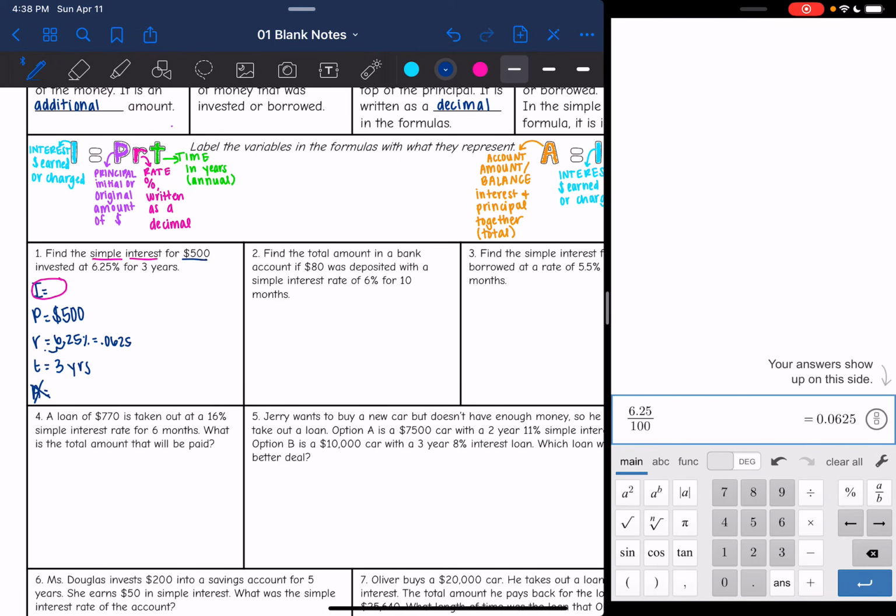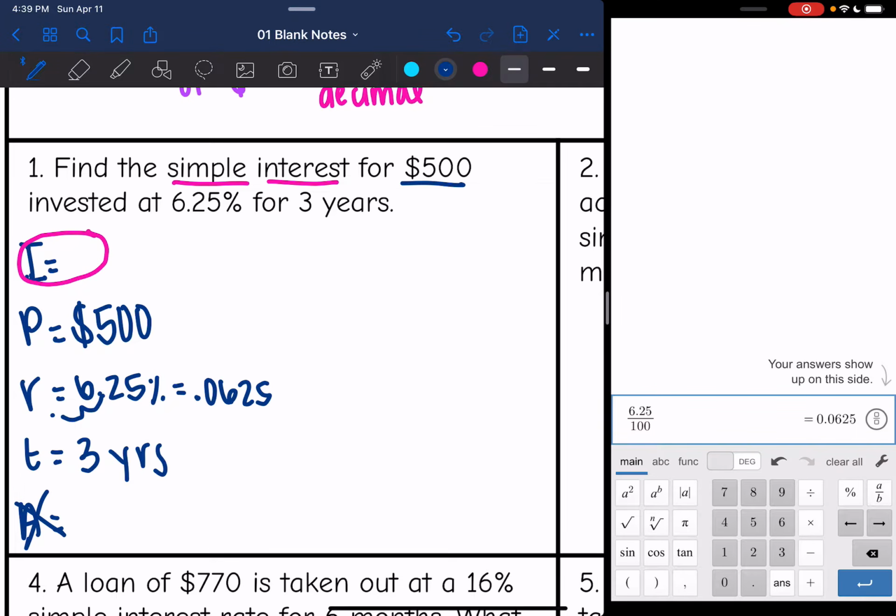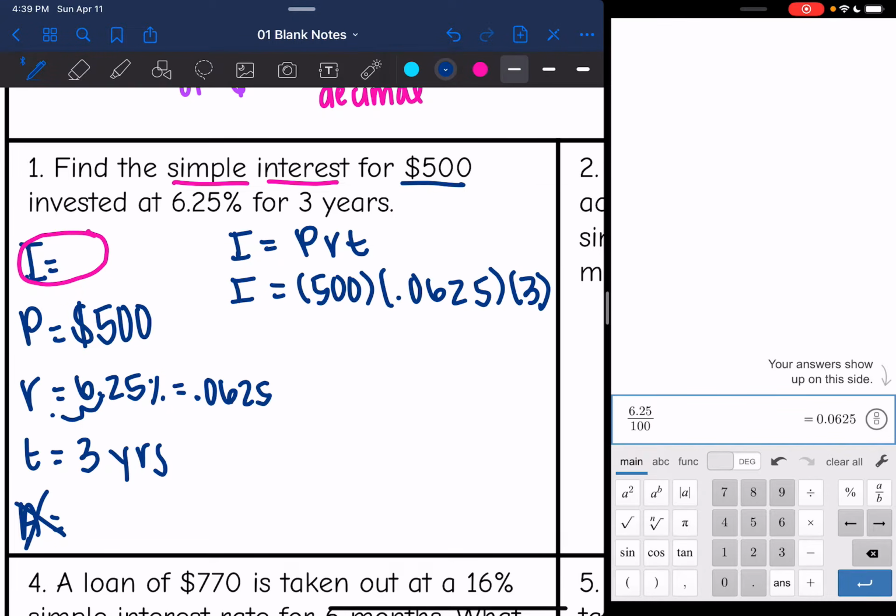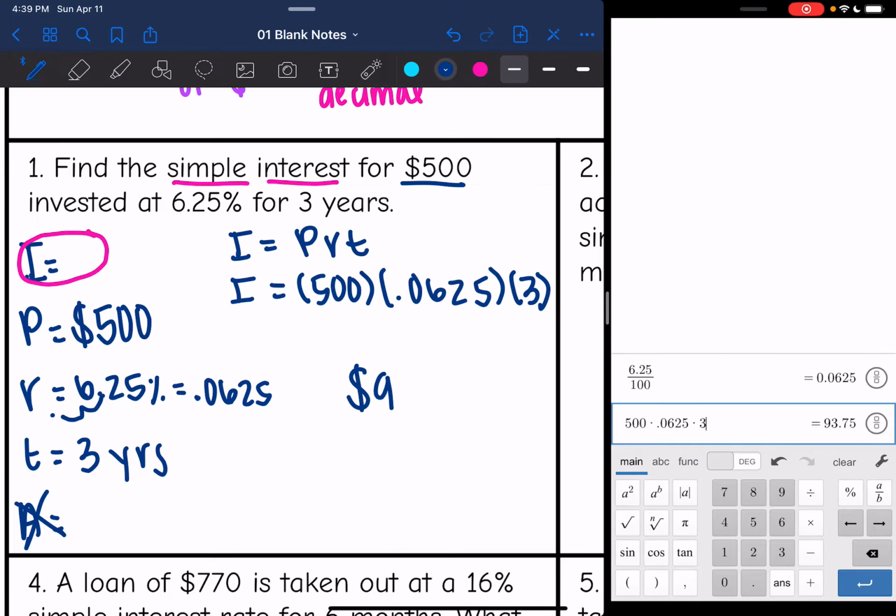Okay, so let's look at our formulas. I equals PRT. I have P, R, and T, and it was asking for I. So that formula will work perfectly. So I equals PRT. To find the interest, I will do my principal of 500 times the rate of 0.0625 times my time of 3 years. So 500 times 0.0625 times 3 is $93.75. So that's how much interest would be earned on that $500 at the end of 3 years.